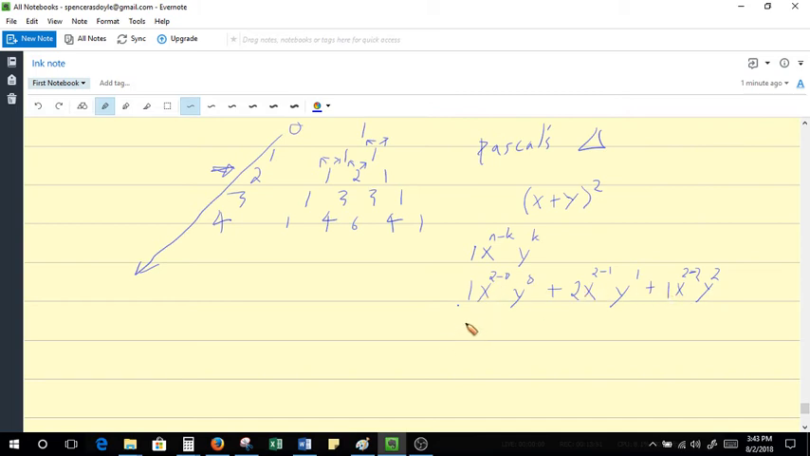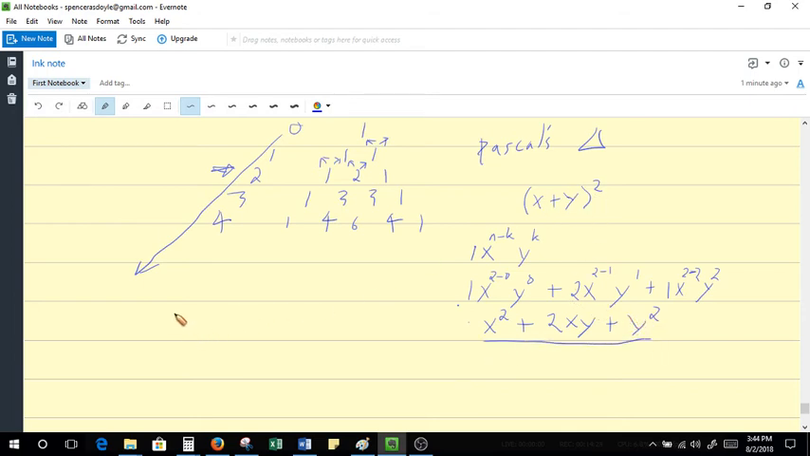And then we can actually work this out. So 1 times anything is itself, that's going to be x squared, y to the 0 is going to be 1, plus x to the 2 minus 1 is just x to the first power, so that's going to be 2x and then y, plus 1 times anything is itself, x to the 2 minus 2 is x to the 0, which is 1, and then we have y squared. So this is what we ended up with as an answer.